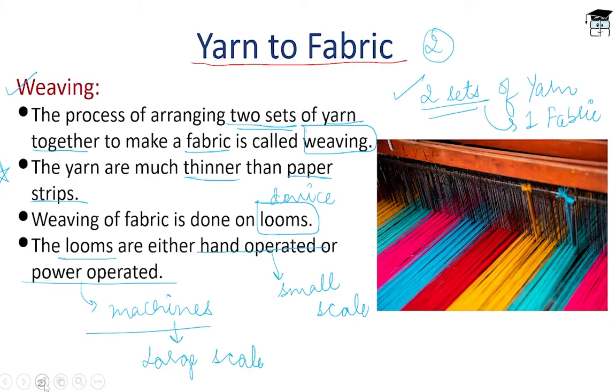Now in this picture here, you can observe that this is a weaving machine. This is a hand loom, and it is weaving different sets of yarns. One strand is one yarn. These are different sets of yarns that are woven together to form a fabric.